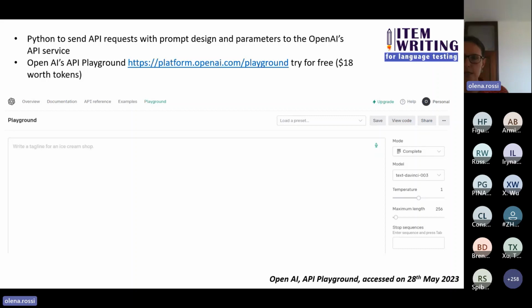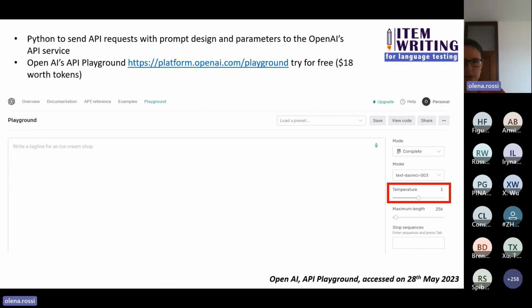On the right, you can see that there are parameters that can be defined. In particular, we can choose the type of text. Now it is set on complete. It can also be chat and other parameters. We can choose the GPT model that will complete the task. This one is Text DaVinci 003. Then there is the text temperature. Now it is set on 1, and it is supposed to produce balanced texts.